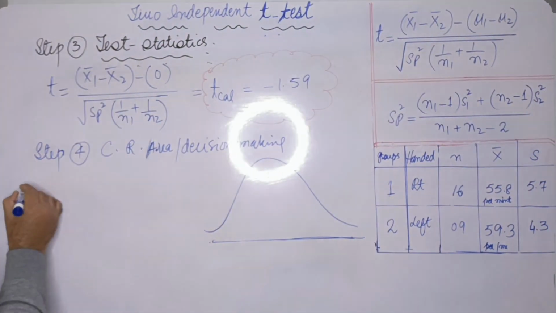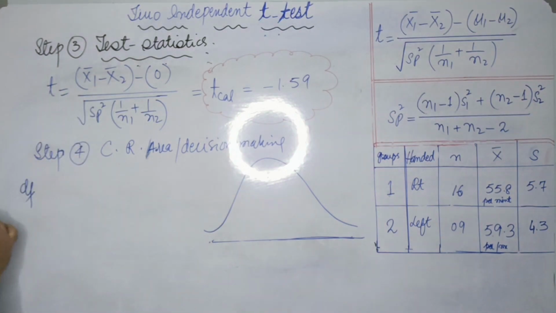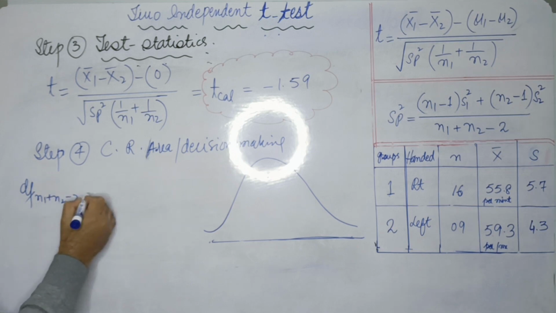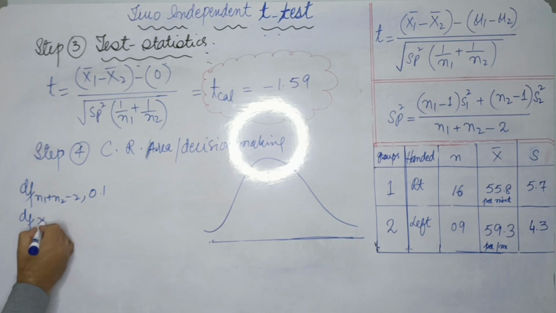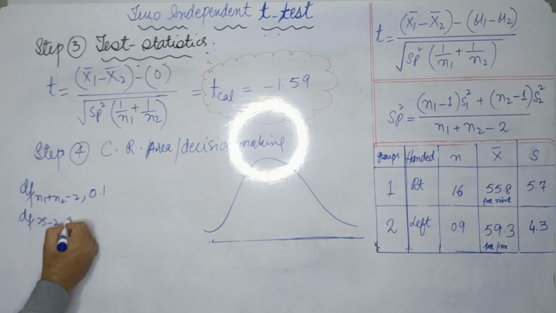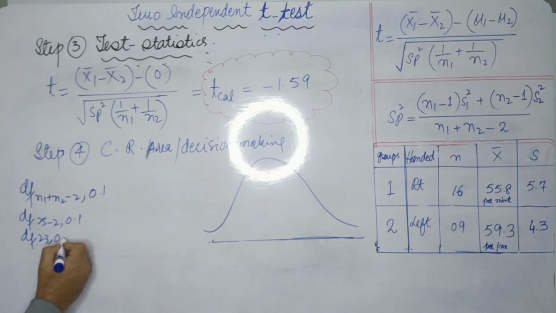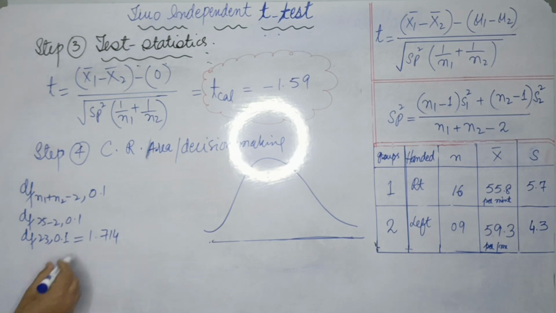Now in step number 1, what we will do, and step number 2, level of significance, the degree of freedom, n1 plus n2 minus 2, on 0.1. Then it comes up with 25 minus 2, which is 23. Then we will go to the t table of degree of freedom 23 on 0.1. We calculated, it came up with 1.714.